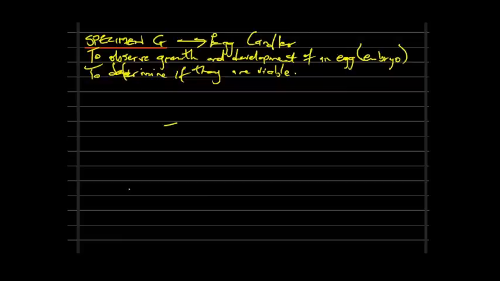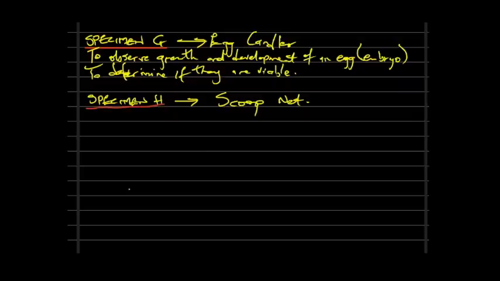Now let us pick our next specimen. Our next specimen is going to be specimen H. And what is specimen H? It is a scoop net. So what is a scoop net and what does it do?